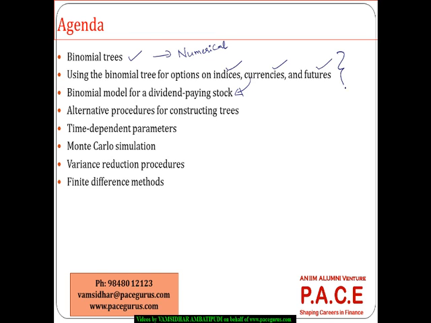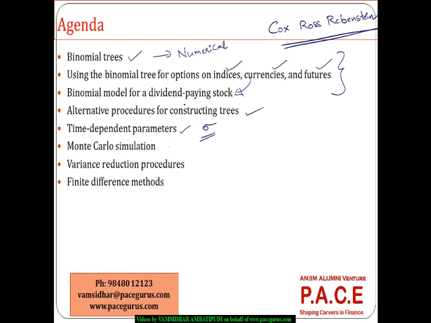So if I have to extend that binomial model to a dividend paying stock, how do we look at it? Are there any alternative procedures apart from the Cox, Ross, Rubinstein model, which has been the traditional binomial tree model? Apart from this model, are there any other alternative procedures for constructing the binomial trees? Then, how do we look at the time dependent parameters, the values which change with respect to time? If the volatility changes with respect to time, how am I going to look at it?